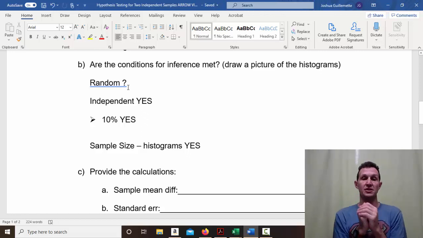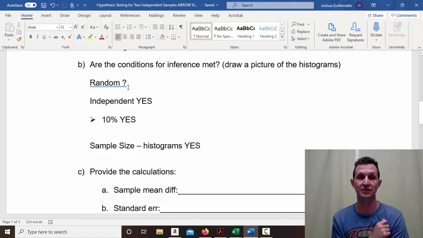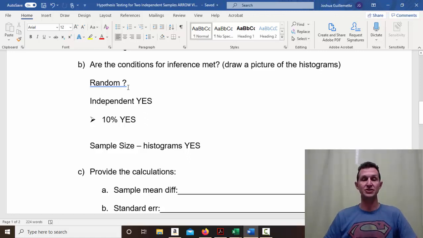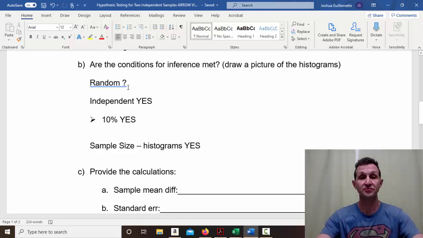Independent, definitely yes. The performance of the rubber-tipped arrows is not going to influence the performance of the blunt-tipped arrows. The two arrows are not going to interact, and so independent is definitely yes. There are only 7 arrows fired of each, so 10% of the population would be 70 arrows. This is Arrow. He probably fires 70 arrows in an episode, so that's definitely met.